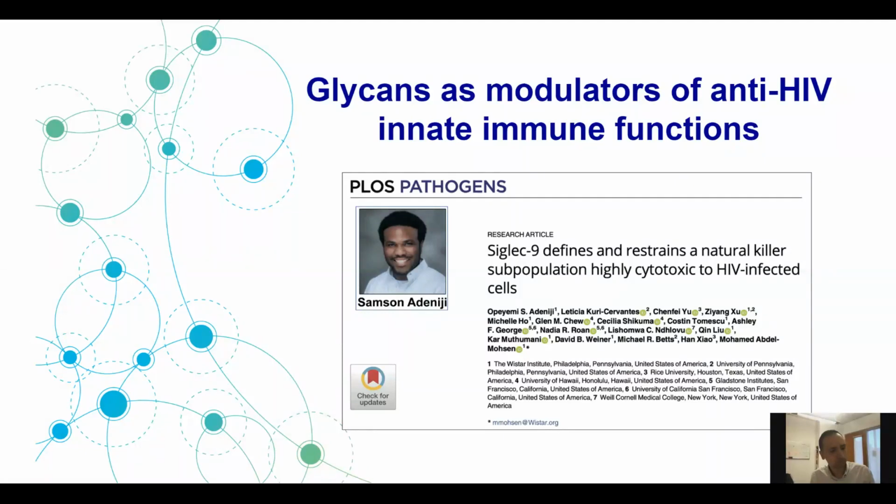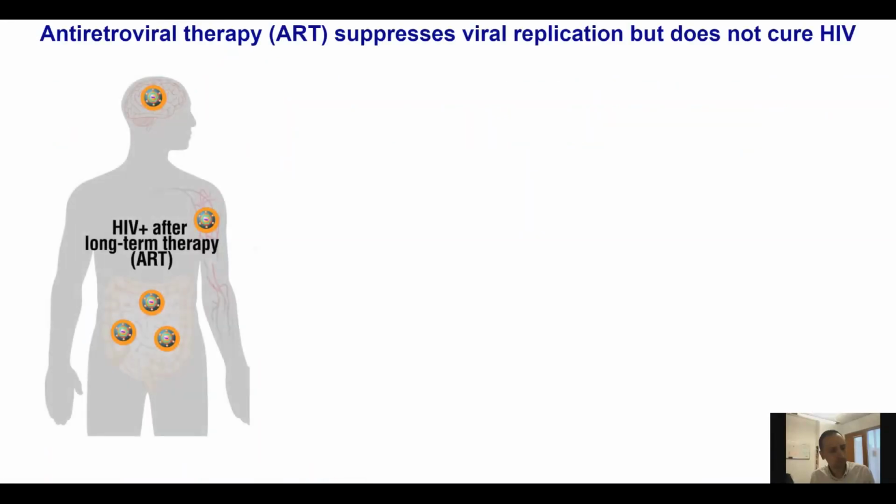Before I get into how this glyco-immune negative checkpoint can impact immunity against HIV, I want to spend a quick minute telling you why we still need to understand immunological functions during HIV infection, despite the fact that we currently have a very effective antiretroviral therapy, also called ART, that can effectively suppress viral replication.